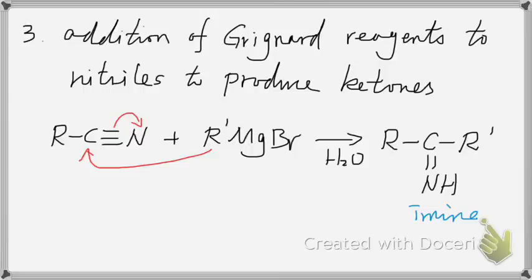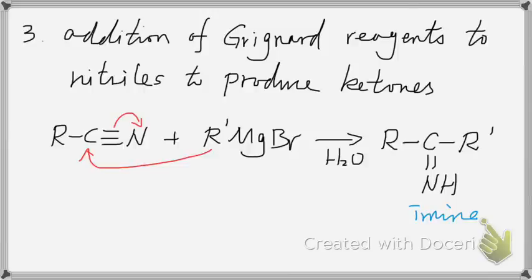Previously, when we talked about imines, we said imines are formed by a reaction between a carbonyl of an aldehyde or ketone and ammonia or amines, primary amines. But now we know imines can also be made from a reaction between a nitrile and the Grignard reagent.